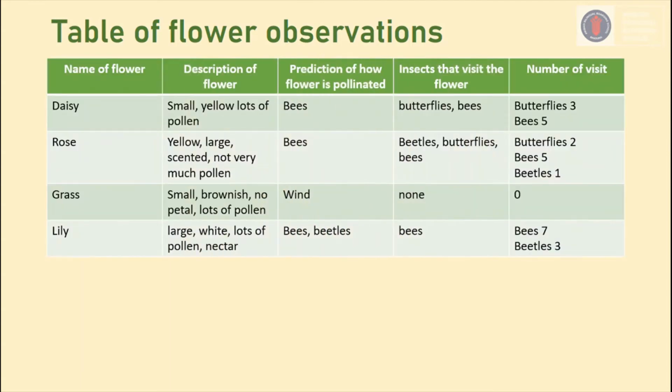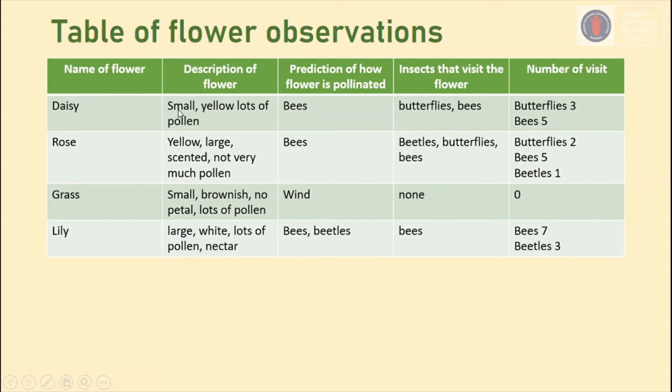Imagine you're doing some observation in a garden that's full of flowers. This is an example. You will record your results inside a table. First, you need to name the flower. For example, you have daisy, rose, grass, and lily. And you need to fill in the description of the flower.